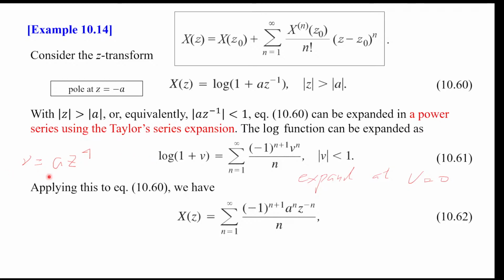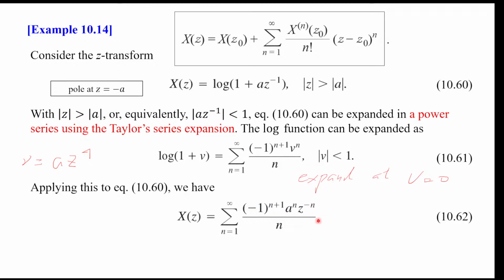Then you apply v equal to az minus 1 into this, and you get our x of z expanded as a power of az minus 1: the summation n from 1 to infinity, minus 1 to the n plus 1, and you basically just substitute v with az minus 1, so this is a to the n, z to the minus n.